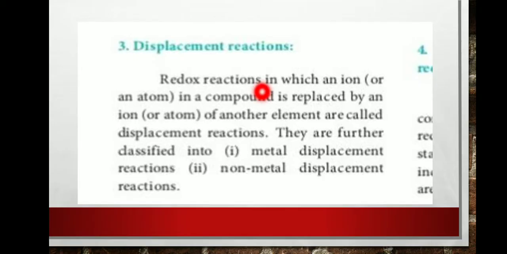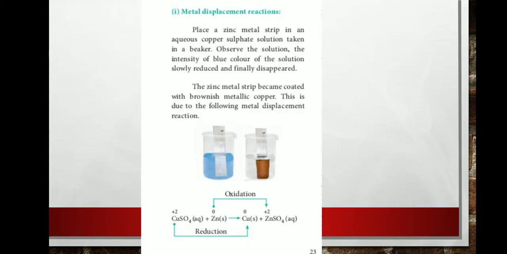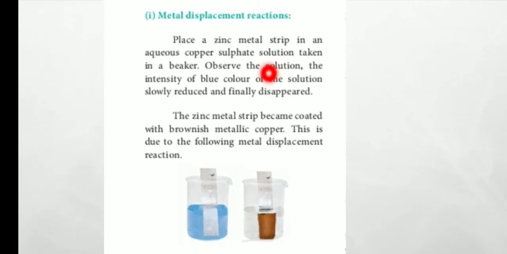Next one, displacement reactions. Redox reaction in which an ion in a compound is displaced by an ion of another element are called displacement reactions. These are further classified into metal displacement reactions and non-metal displacement reactions. First one, metal displacement reactions.